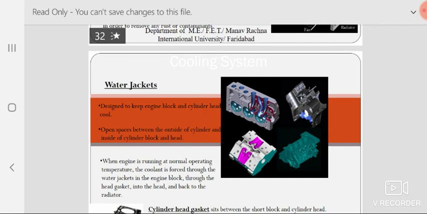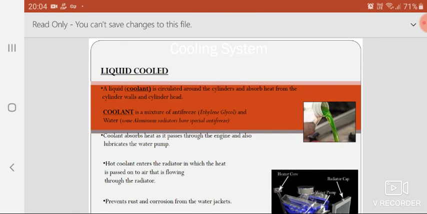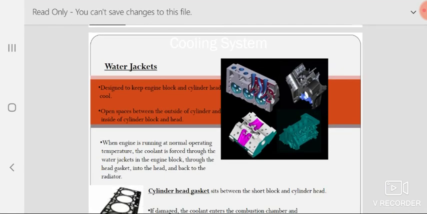Now you can see water jackets. These are water jackets I am showing you. This diagram shows water jackets. And there are small holes within the cylinder structure. These are water jackets, designed to keep the engine block and cylinder head cool.